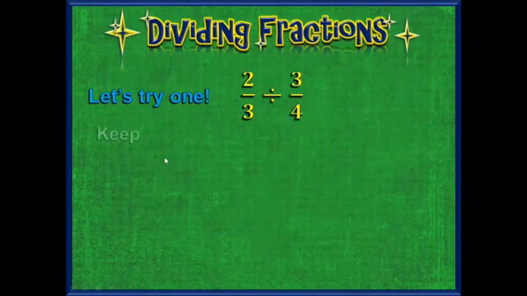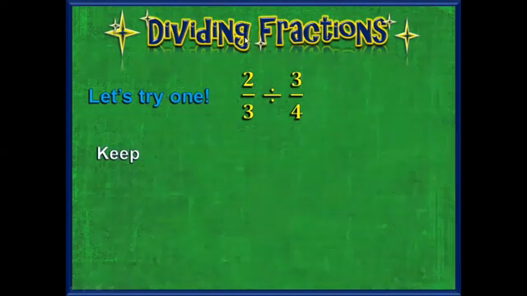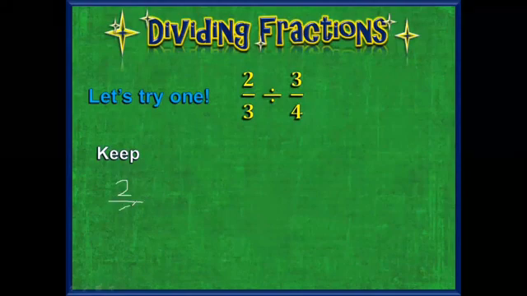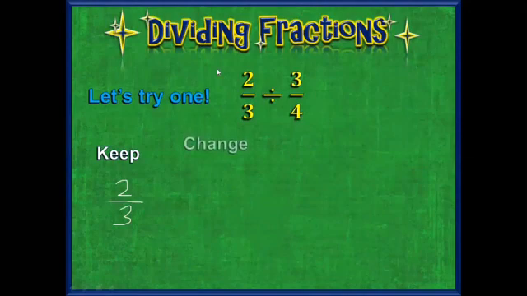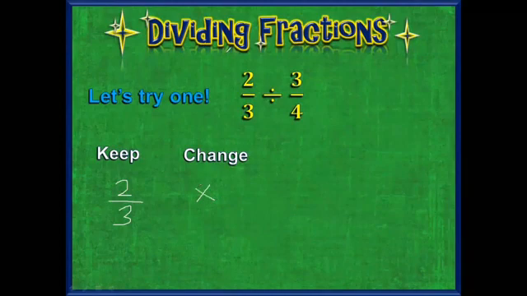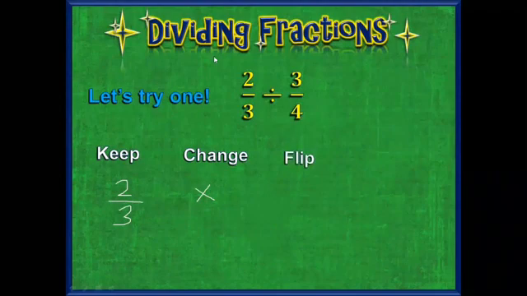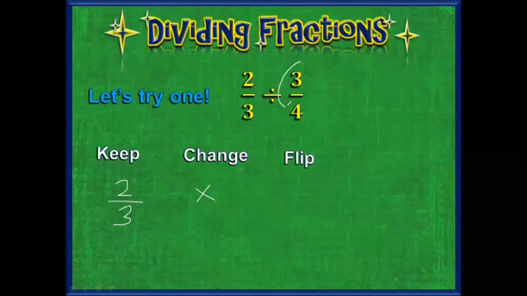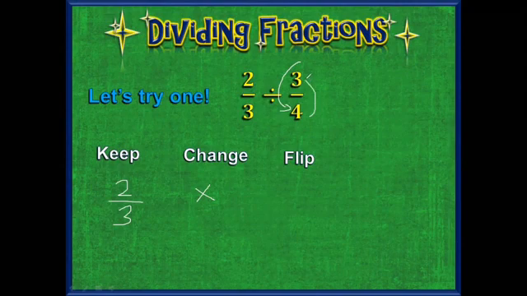The first step is keep, which means that I have to keep the first fraction as it is. The second step is change, which means that I have to change the division sign into the multiplication sign. And finally, we have to flip, which means that I have to exchange the numerator by the denominator. So it will become 4 out of 3.